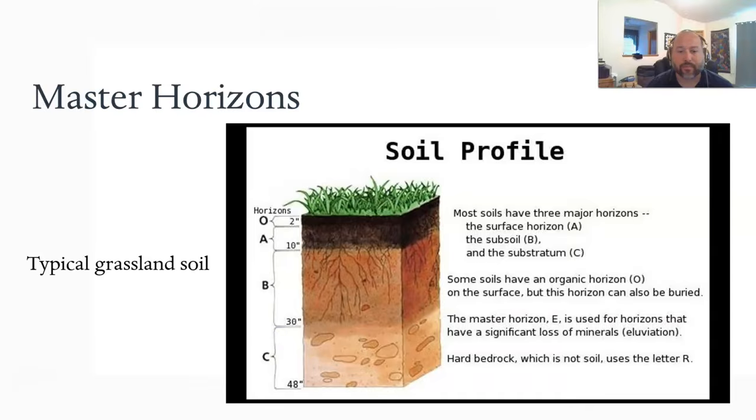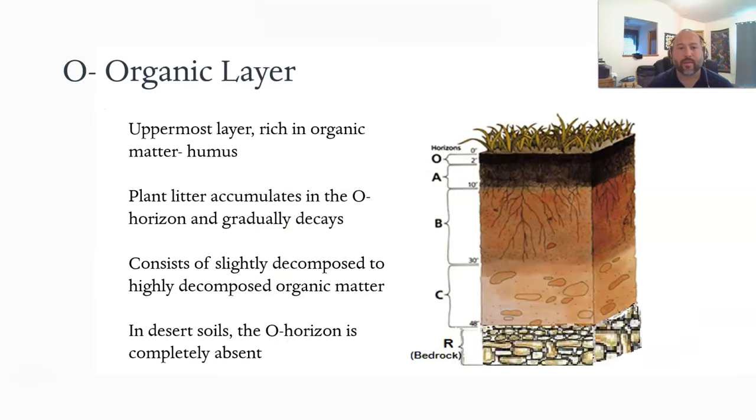So what we'll do is take a look at a typical grassland soil, but we're also going to throw a forest soil in there just to give us a look at the soil profile and the different master horizons and why they're different. So the first one we'll start off with is the organic layer, which is at the top.